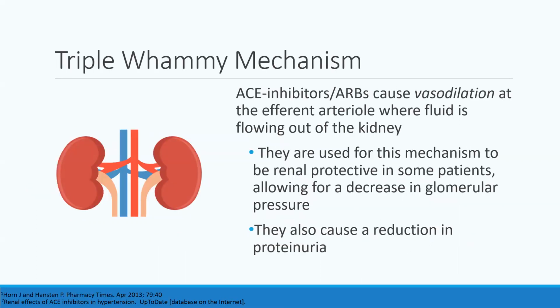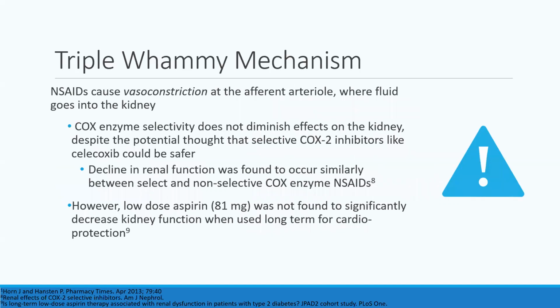So for the triple whammy therapy, in using ACEs and ARBs, they're causing vasodilation at the efferent arteriole where fluid is flowing out of the kidney. They are used for this mechanism to be renal protective in some patients because it's allowing for a decrease in glomerular pressure. They also cause a reduction in proteinuria, so sometimes they can be beneficial for the kidney. However, when they're used at the same time as something like an NSAID, that's where some problems can result.